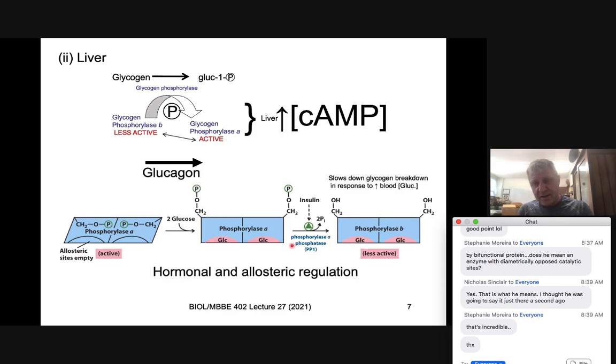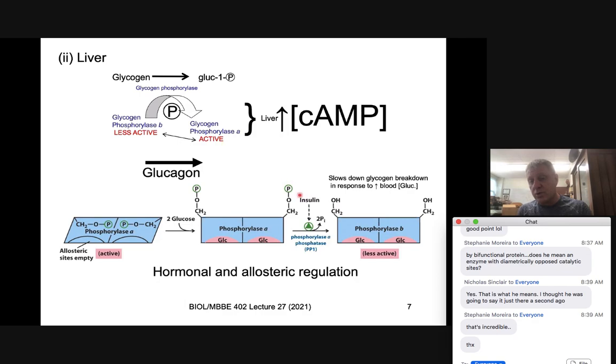And in this case, we have the phosphorylase A phosphatase, the PP1, coming in, doing its job, dephosphorylating the serine moieties and allowing the phosphorylase A to have the occupied site still with glucose and be in its less active form. This slows down the glycogen breakdown in response to, importantly, increased blood glucose. So it's actually consuming blood glucose to bind to the phosphorylase to cause the structural conformational change.